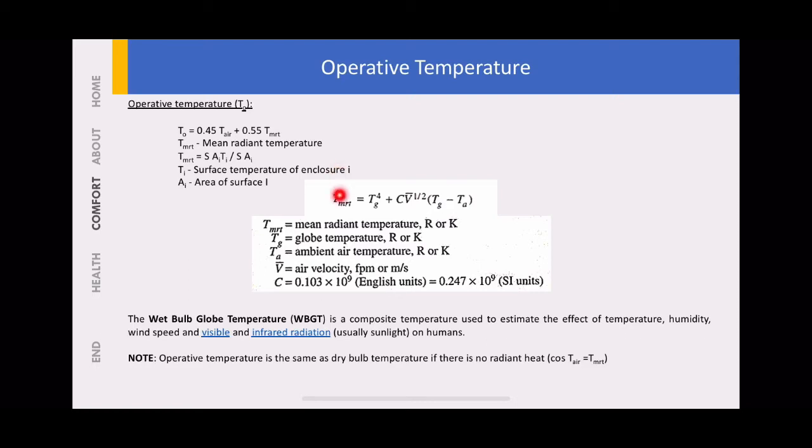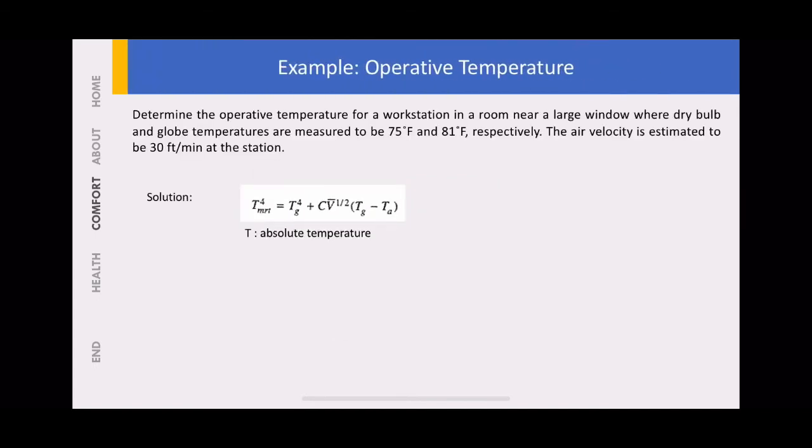The equation is given by T_MRT to the power 4, for mean radiant temperature, equals Tg to the power 4, where G is for globe temperature, the surrounding temperature. C is a constant. V is the air velocity, either in feet per minute or meters per second, right? A is the ambient air temperature, either in Rankine or Kelvin. That means you must use the ideal gas approximation. Okay, example of operative temperature.